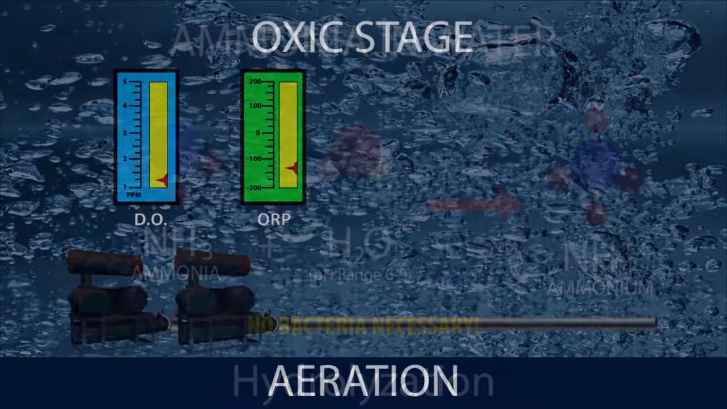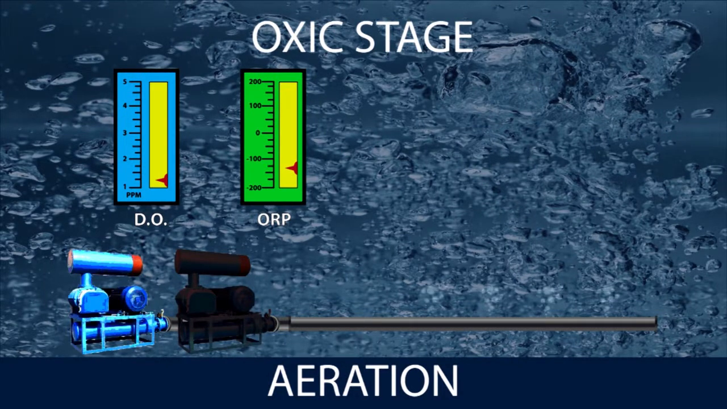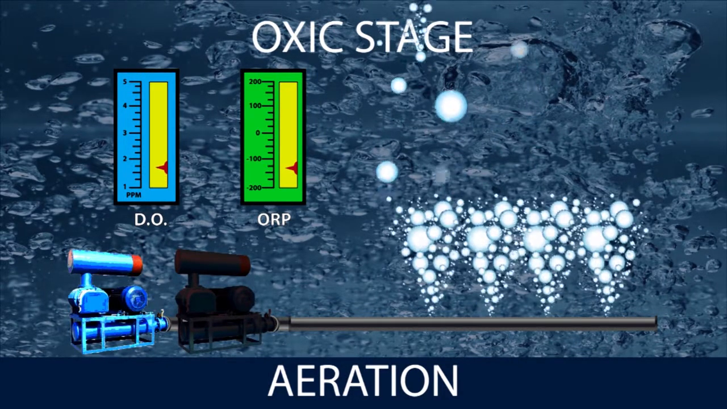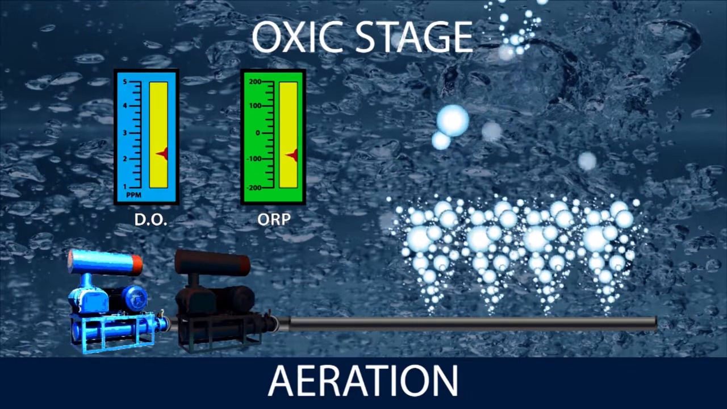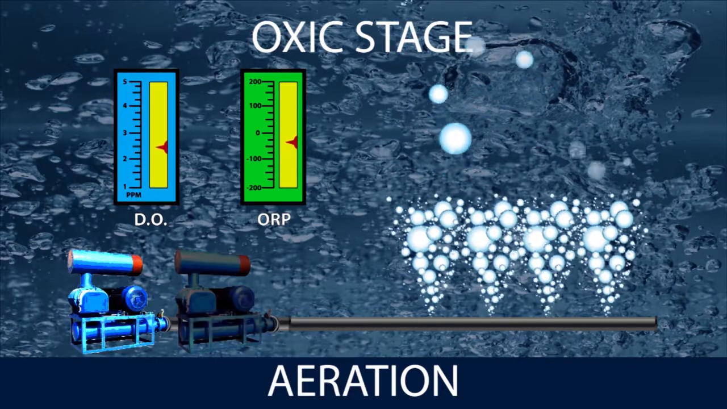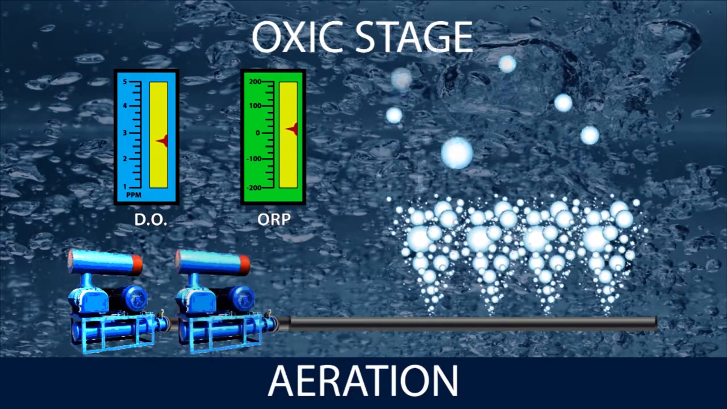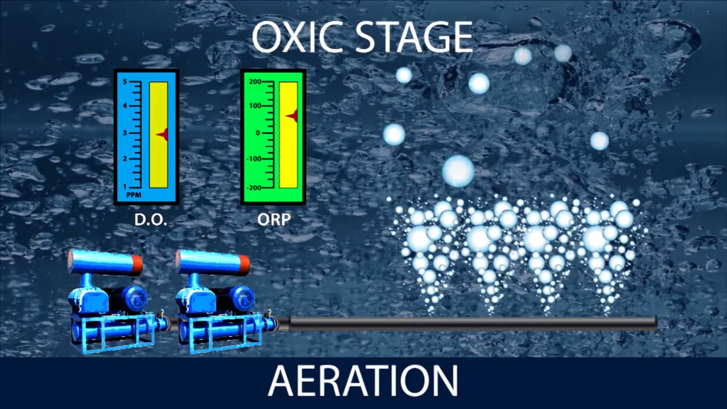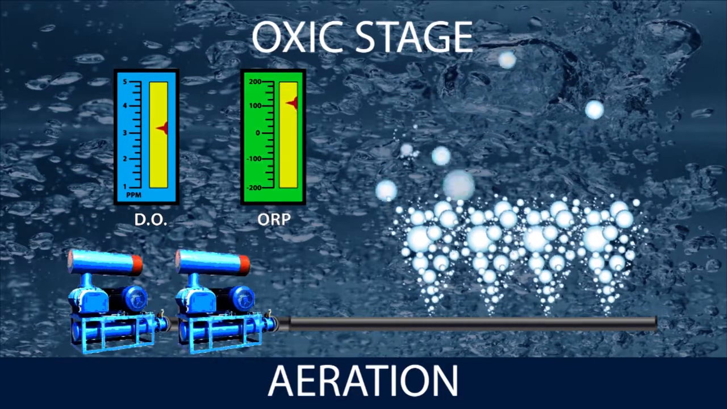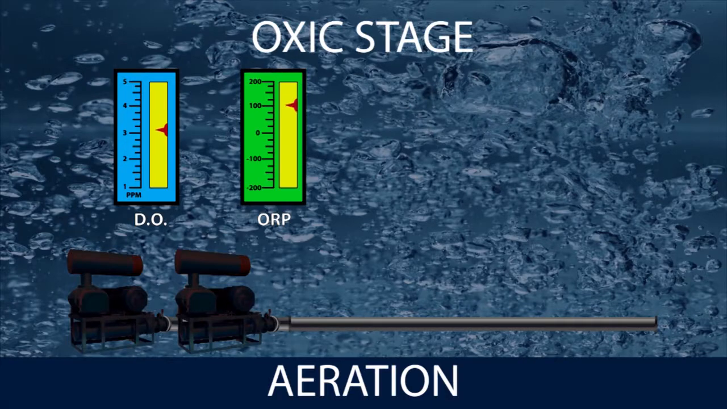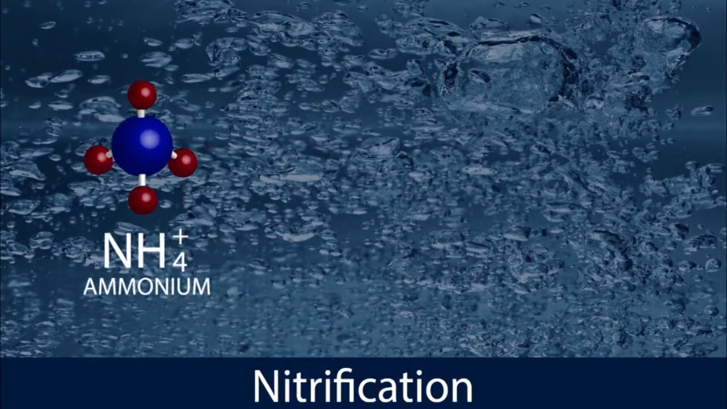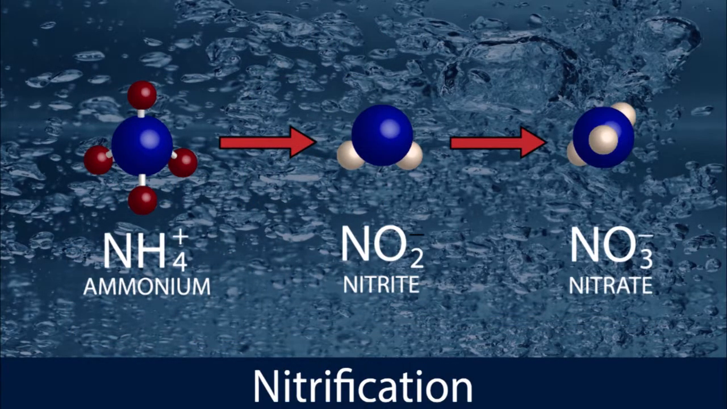The first step in the nitrogen removal process is known as the oxic stage. High-power blowers add sufficient oxygen to the mixture to obtain a proper DO level. When DO levels are high, the ORP increases and the system turns the blowers off. In this oxygen-rich environment, nitrification occurs, converting ammonium to nitrite and then nitrite to nitrate.